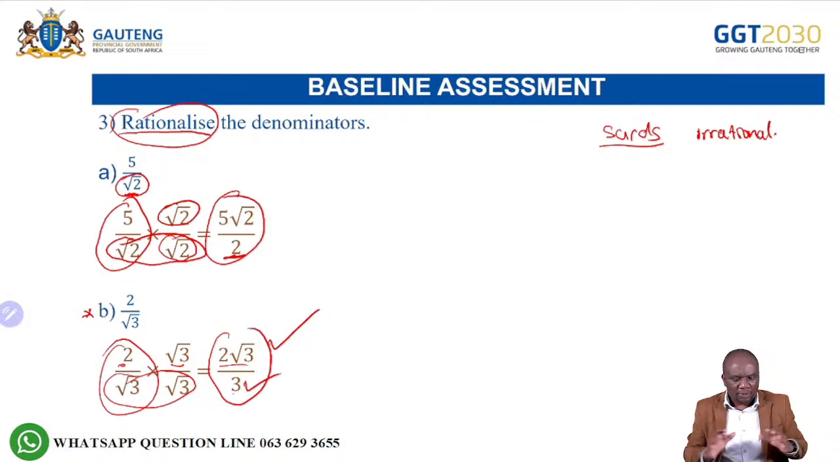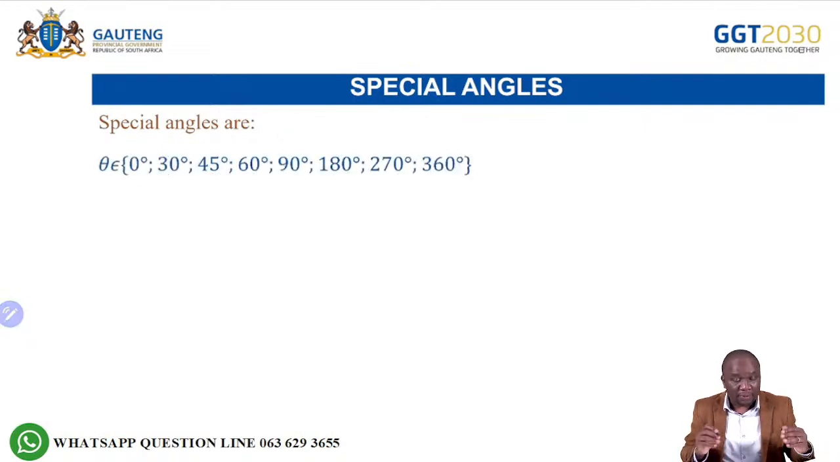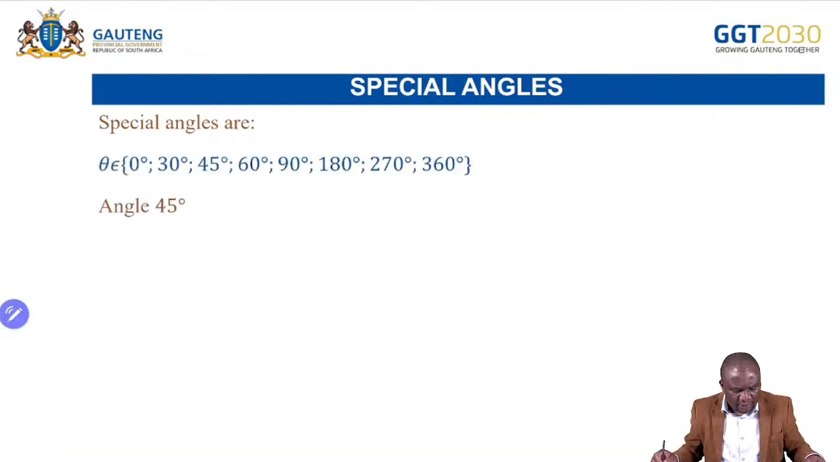Okay, now we've done our baseline activity and the concepts that we have discussed, we're going to use them in our lesson. Remember our lesson, we want to derive the trigonometric ratios for special angles. We're going to start with angle 45 degrees. Right, special angles, these are the angles we talked about, and then angle 45 degrees.